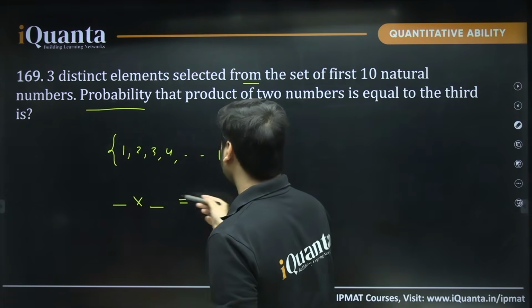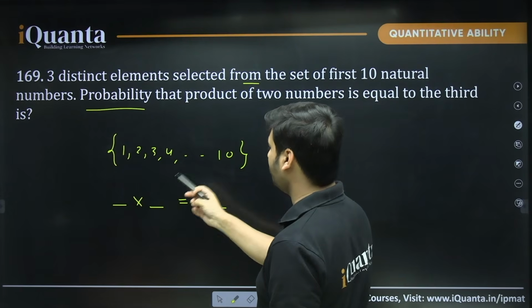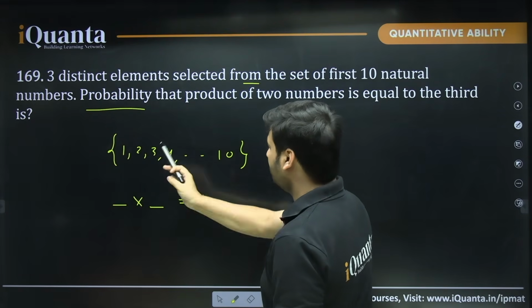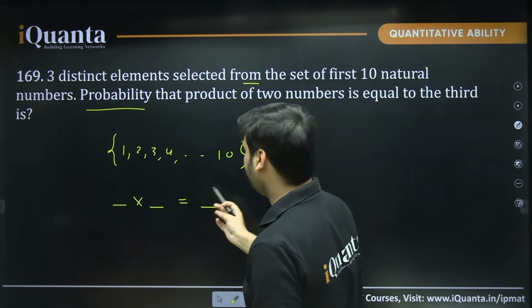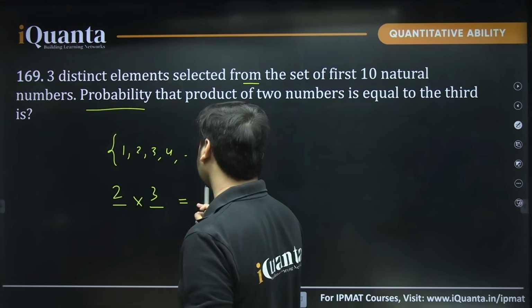Similarly, if you put 3 here, then 3 will be 1 into 3. So 1 into 3 into 3, these 2 will not be distinct. 4, 1 into 4, obviously, or 2 into 4, right? Those are also not distinct. 1 into 5, 5, that is also not distinct. But for 6, we can put 2 here, 3 here, 6 here, right?